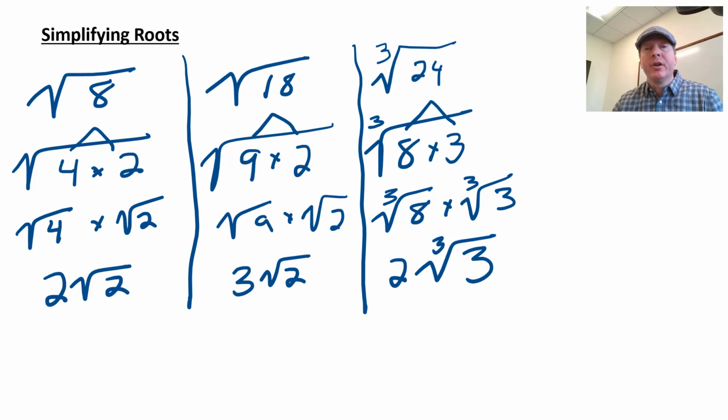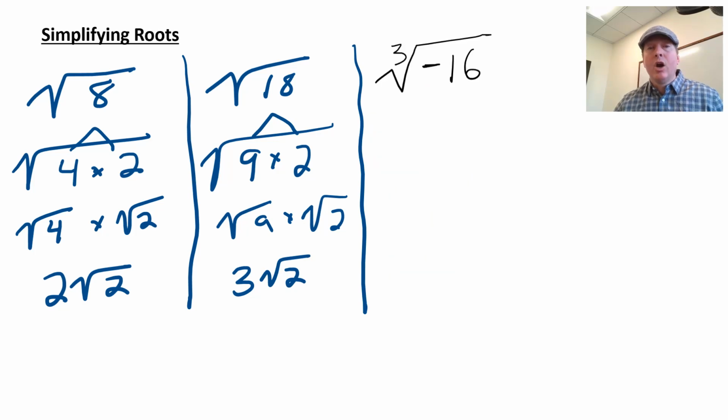And one last example here. Let me do a little erasing. How about the cube root of -16? Well, is 16 divisible by any number that is a perfect cube? Yes, 16 is also divisible by 8. 8 is a perfect cube.